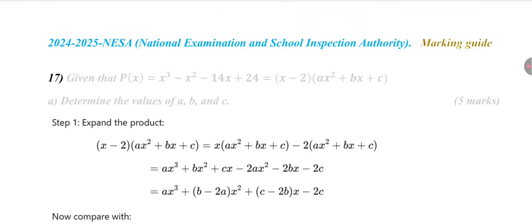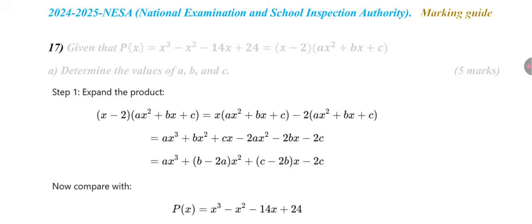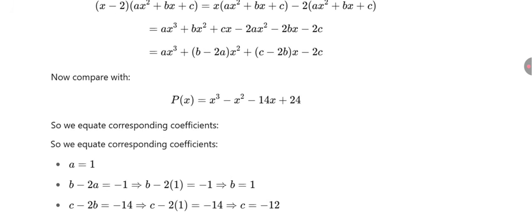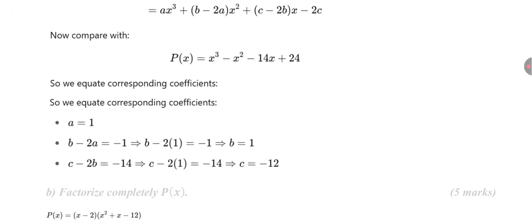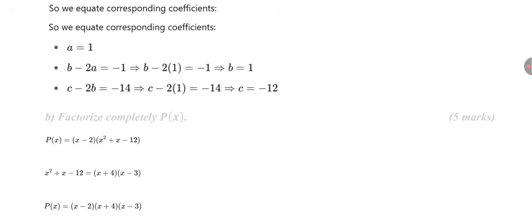And number 17, given that p(x) equals x^3 minus x^2 minus 14x plus 24 equals (x minus 2)(ax^2 plus bx plus c), determine the value of a, b, and c. Here you do expansion using the product rule, and then you compare with p(x). So a equals 1, b minus 2a equals minus 1, and c minus 2c equals minus 14, and you get a equals 1, b equals 1, and c equals 12. Factorize, we have the complex of p(x).